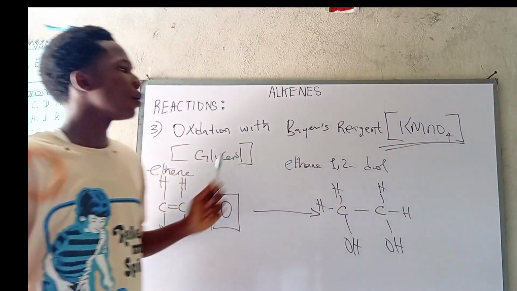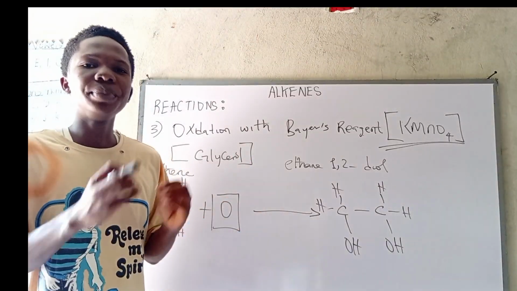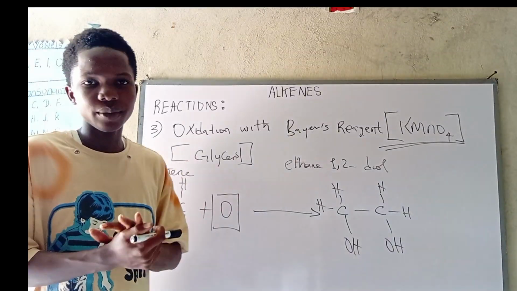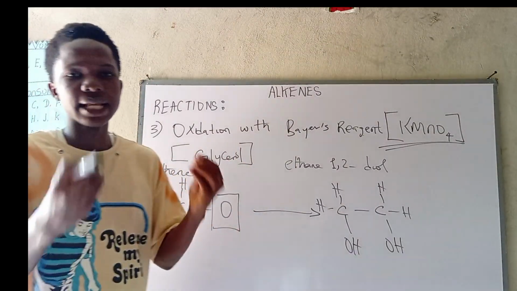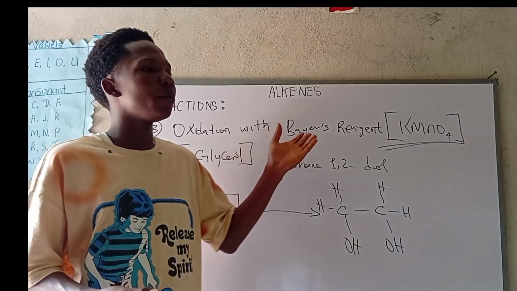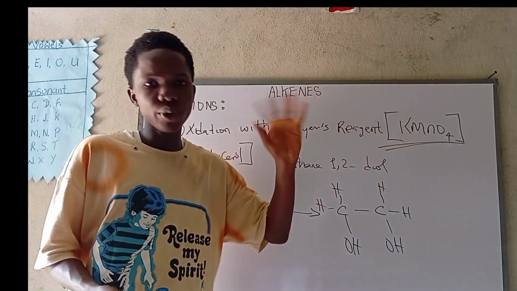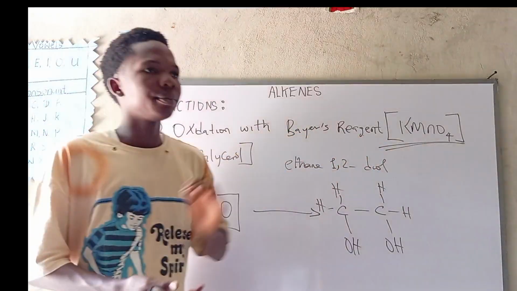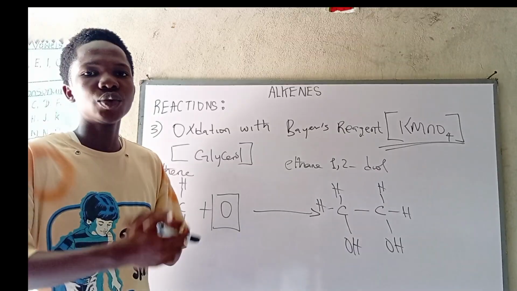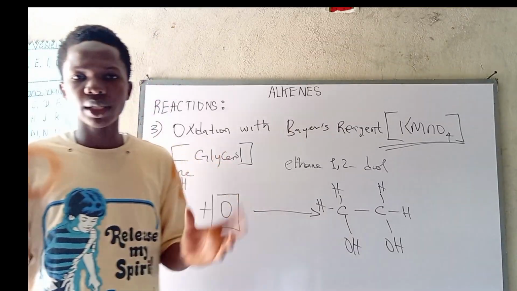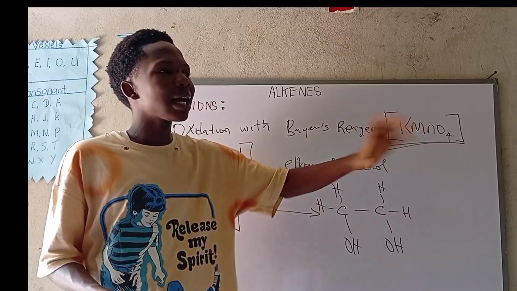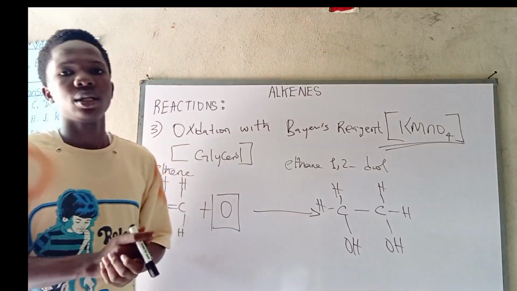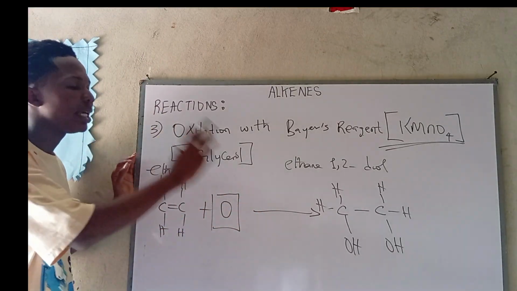You get it? Now, it all depends on the pH of the medium. What do we mean? If the pH is acidic, the color is going to be colorless. We know KMnO4 to be purple in color. So if it is in an acidic medium, it will change from purple to colorless. But if it's in an alkaline medium, what will happen to it? It's actually going to change from purple to green. Those are points which I want you to note about Bayer's reagent.